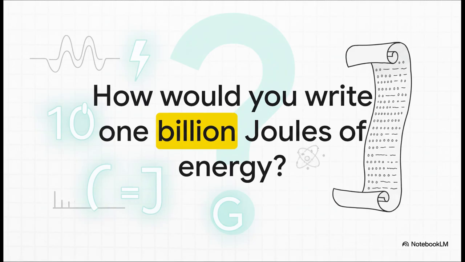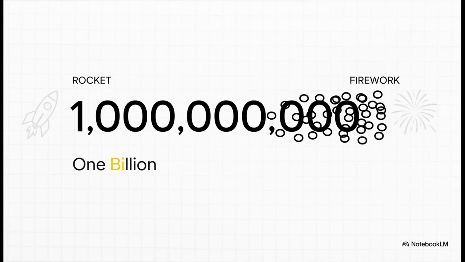But just think about it. How would you actually write that down on a piece of paper? You end up with this. A 1 followed by 9 zeros. It's long, it's super clunky, and honestly, it's a total recipe for disaster. It is so easy to miscount those zeros, and in a real scientific calculation, that could be the difference between a rocket reaching orbit and, well, a very expensive firework. There has to be a better way.